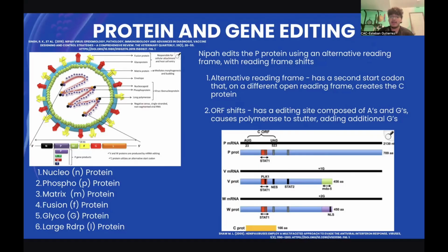As mentioned earlier, there are 6 structural proteins and 3 accessory proteins created through gene editing. Some proteins are self-explanatory, with fusion proteins being used during fusion, and glycoproteins, which help with attachment and recognition of ephrin receptors on the host.